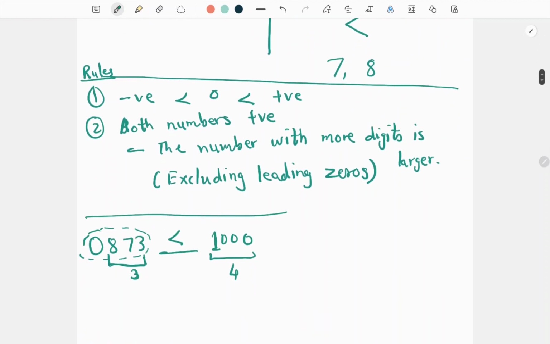If there is an unequal number of digits, the number with more digits is larger. If there is an equal number of digits, then compare the digits from left to right. I'll show you how to do that.